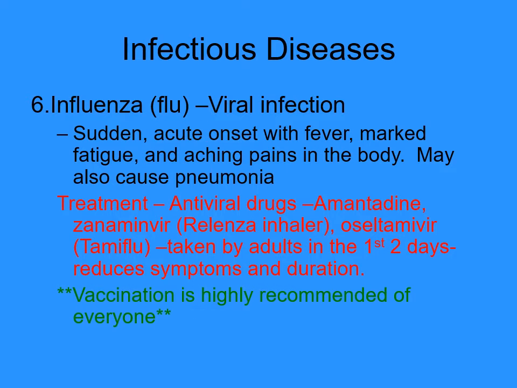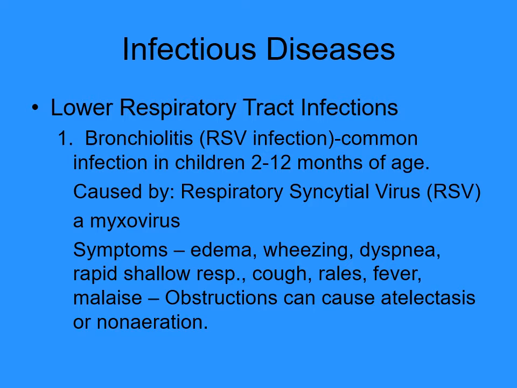Influenza, flu, is a viral infection. Sudden onset, acute onset with fever, marked fatigue, and aching pains in the body may also cause pneumonia. The treatment is antiviral drugs like amantadine, acetaminophen, Relenza inhaler, acetaminophen, Tamiflu. Tamiflu is a really commonly used substance for these types of problems with the flu. Taken by adults in the first 2 days, reduces symptoms and duration. Vaccination is highly recommended for everyone.